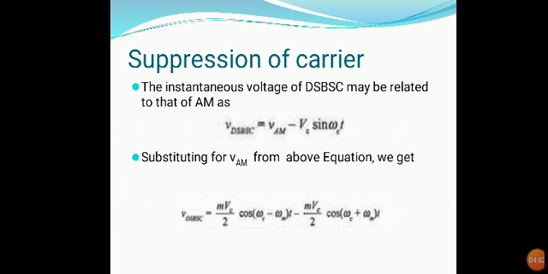Now in order to suppress the carrier, what do we have to do? We have to just take the amplitude modulated wave and subtract Vc sin omega Ct from it. So the second equation is the equation of double sideband suppressed carrier. There you see only two sidebands and the carrier is not appearing in the equation.